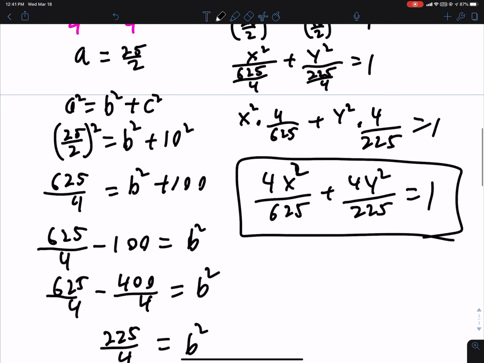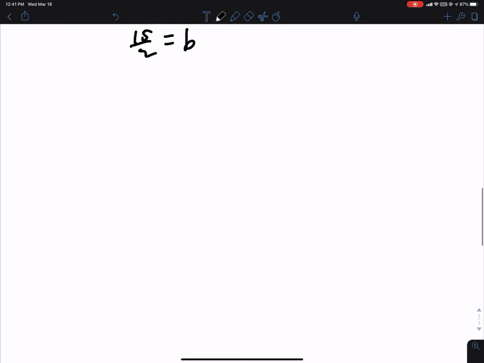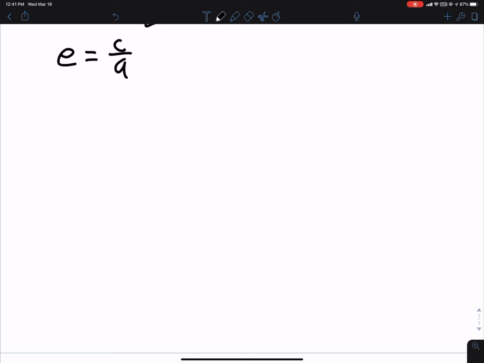All right. Now let's look at the hyperbola. Our eccentricity is still c over a. In the hyperbola, we still have c is the distance from the foci to the center.